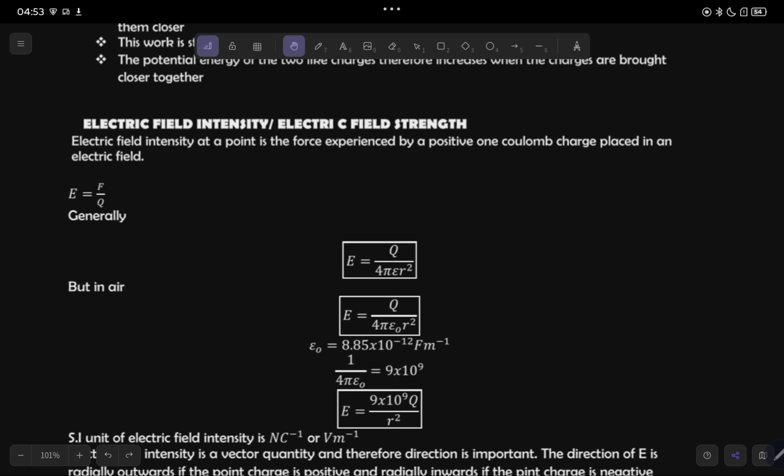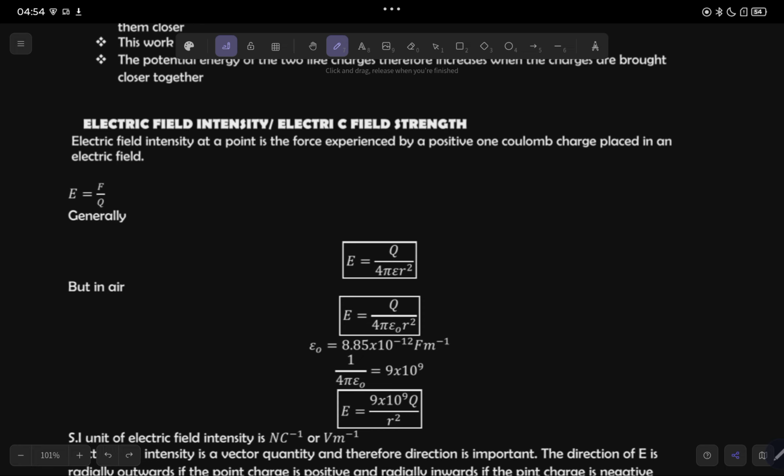So since it is the force experienced by 1 coulomb charge, in simple terms, it is the force per unit charge. So to get electric field intensity, we divide the force by charge. This is force per unit charge. So electric field intensity E is F divided by q, where F is the electrostatic force.